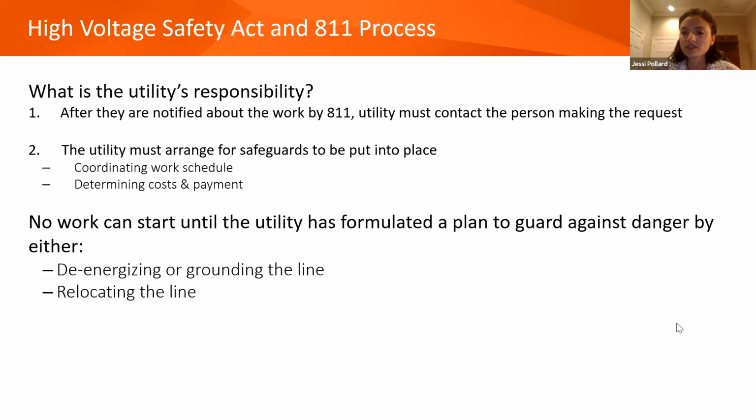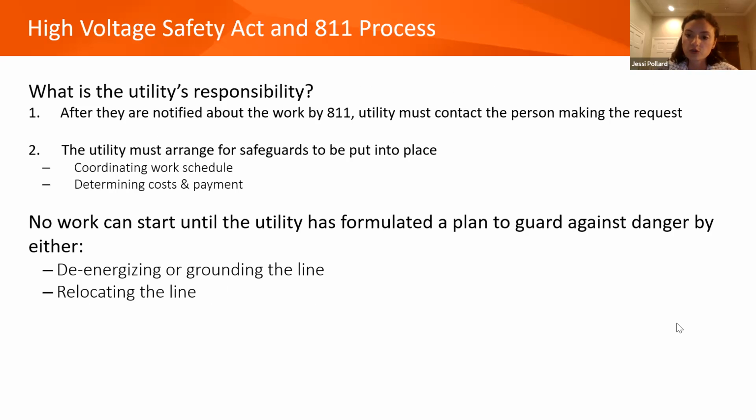So what is the utility's responsibility? So you're the company or you're the customer and you've called in to Georgia 811 and you've created your ticket with them. Now what? How long is it going to be? Who's going to call me back? That's what you're wondering. So after the utility is notified about the work by 811, at Georgia Power, it comes in as a ticket. So a ticket is generated by 811, goes to our engineering department for the correct engineer for your area to respond to.